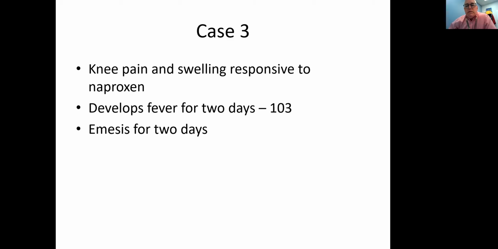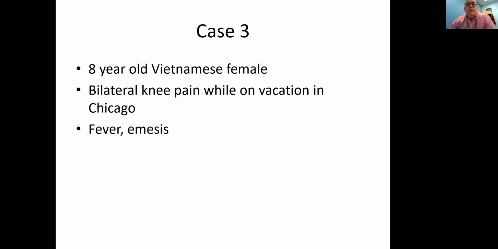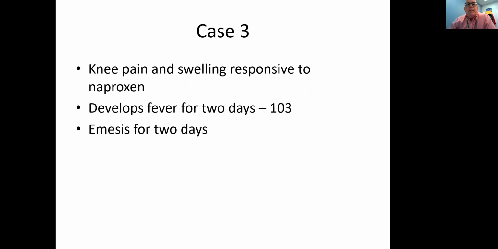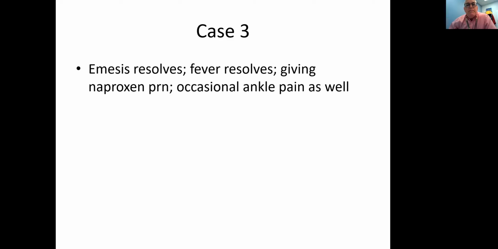Our top categories are post-infectious or autoimmune. We have some acuity, so we need to think about post-infectious causes. And we have fever as well. They're giving naproxen. She's had an ankle involved. She's having some migration.